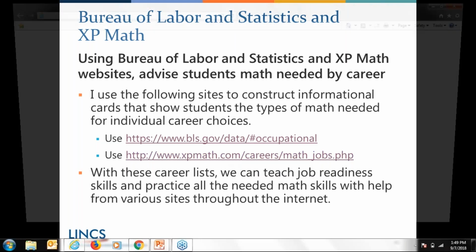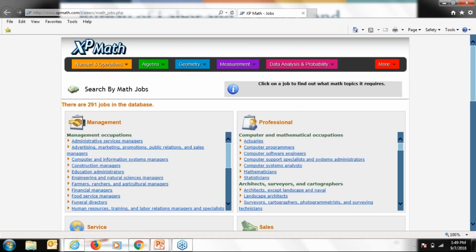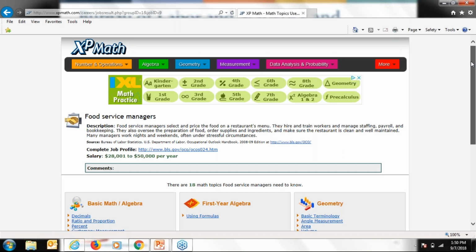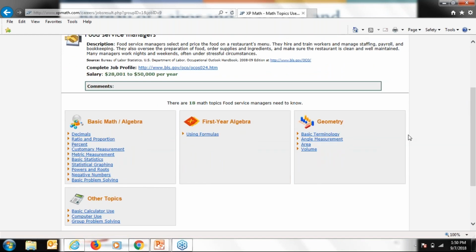Going into XP Math, take those career choices and look at it by that particular career. So we can look at construction managers. Well, that would be too obvious. Let's look at food service managers. After we've looked up other interesting information on the .gov site, we can go over here and look up what the math needs are of a food service manager.